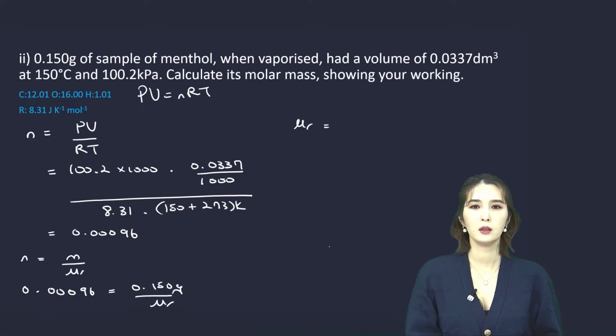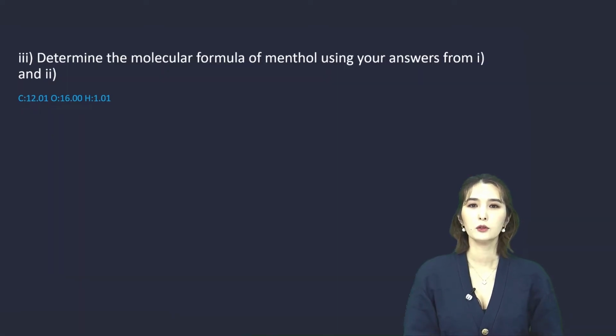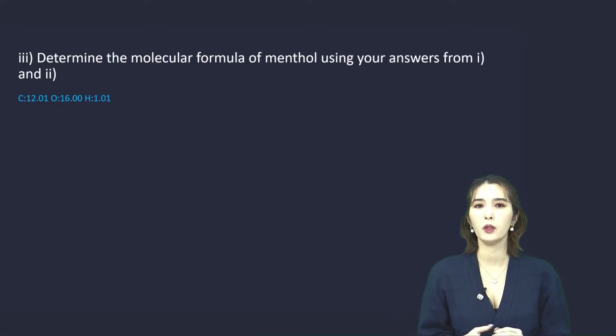The molar mass of menthol can be found by dividing the mass given, 0.150 grams, by the number of moles, 0.00096 moles. And that's going to give us the molar mass of 156 grams per mole. And so that's our molar mass of menthol. So the third question focuses on the molecular formula.